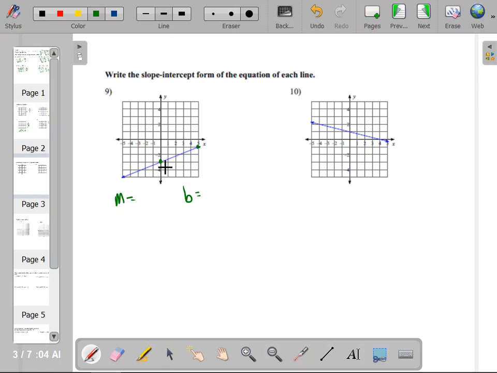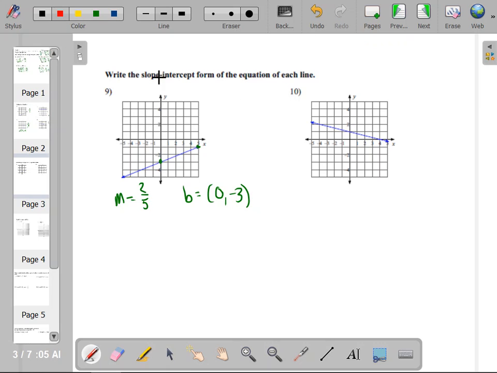So the rise between them would be 2, and the run is 1, 2, 3, 4, 5. To get from here to there, you've got to go up 2 and then over 5. So the slope is 2/5. And b is the y-intercept. So the y-intercept is where x is 0. So you're looking at the y-axis, and then you're saying, what's the y-coordinate right there? The y-coordinate is negative 3. So the y-intercept is (0, -3).